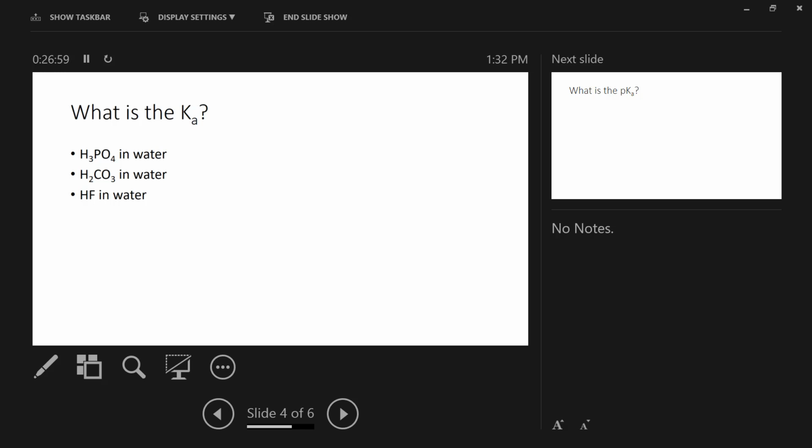And it is 7.2 times 10 to the minus 4. So the Ka for HF is 7.2 times 10 to the minus 4.